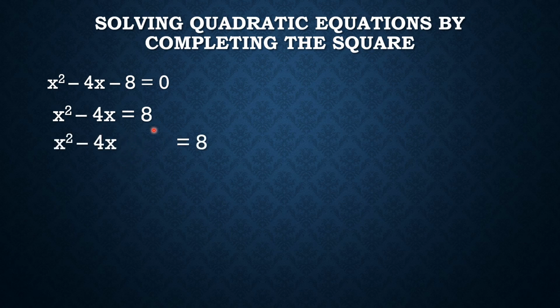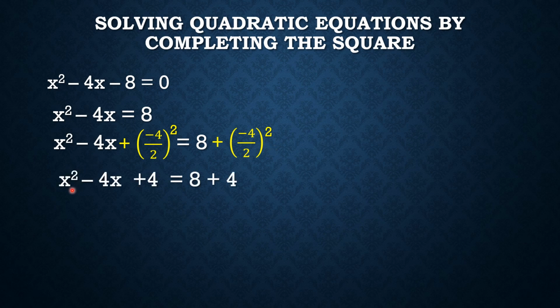Now let's complete the left side to make this a perfect square trinomial. So, anong idadagdag natin sa left side para maging perfect square trinomial na siya? But remember, kung ano man yung idagdag dito, yun din idadagdag sa right side. So, simply take half the coefficient of x. So, negative 4 divided by 2, and then square it. So, yan din yung idadagdag natin sa right side. By simplifying, we now have x squared minus 4x plus 4 equals 8 plus 4. Take note, negative 4 divided by 2 is negative 2, square, positive 4.